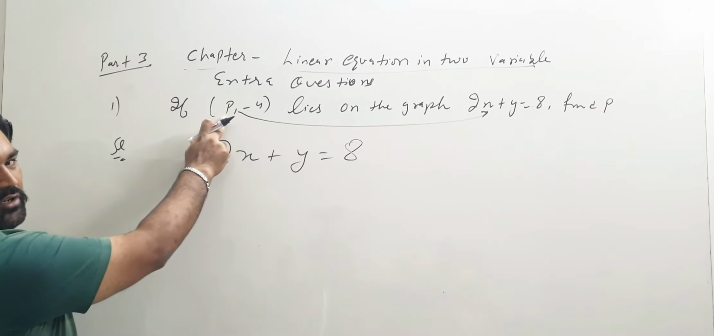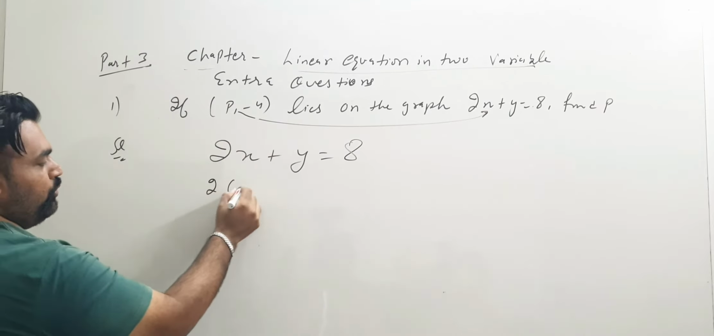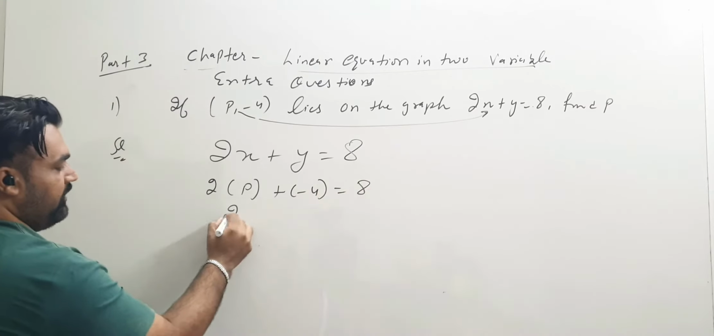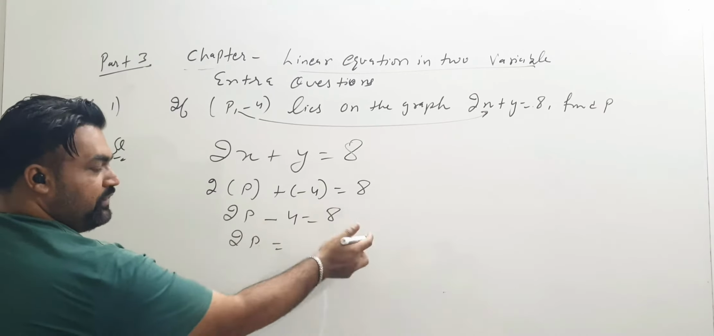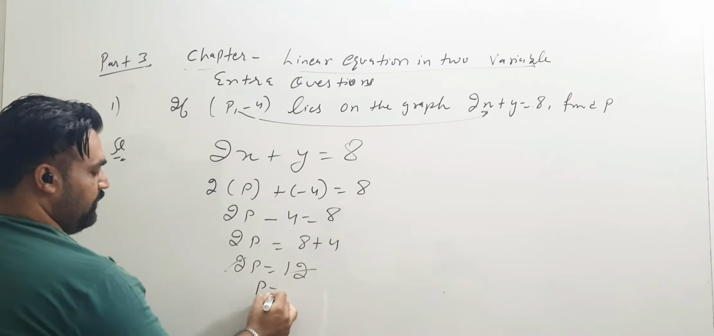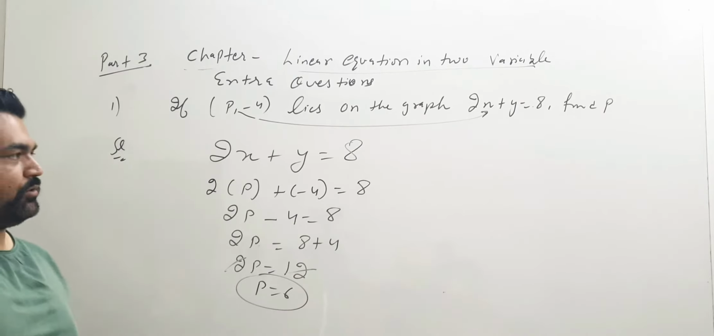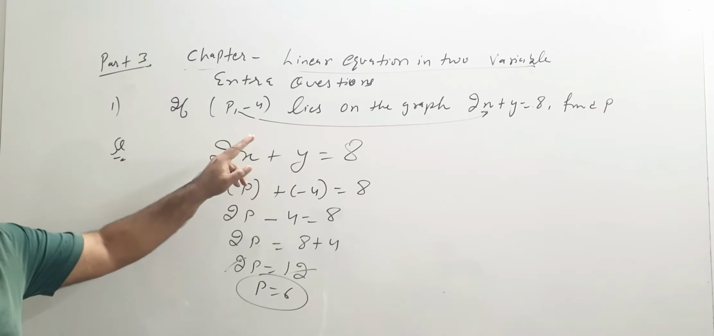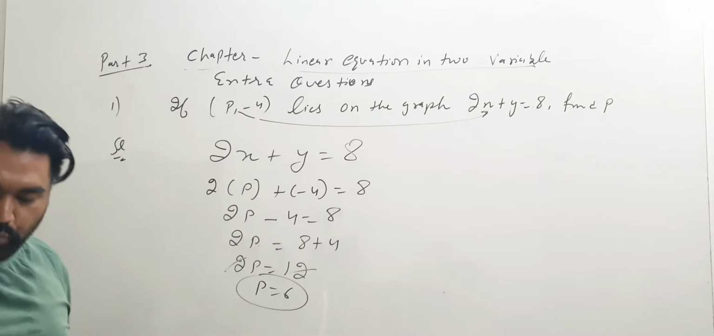Now the first point is always of x and the second point is always of y. So 2, the value of x is p. The value of y is minus 4, equals to 8. Plus minus minus, 2p. Shift this minus 4 to right side. So 2p equals to 12. Cancel out. The value of p is 6. So this is the first extra question. If point p comma minus 4 lies on the graph, remember one thing. The first point is always the x coordinate. The second point is always the y coordinate.